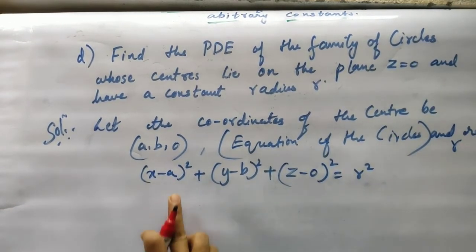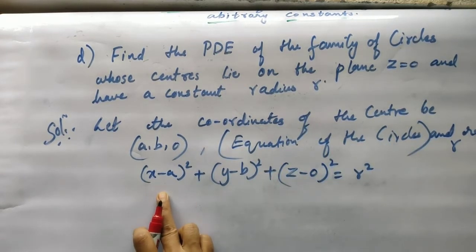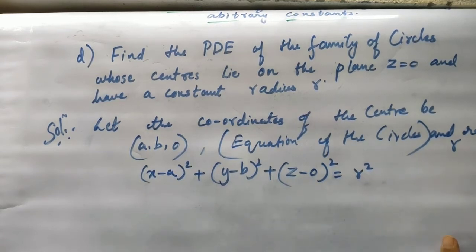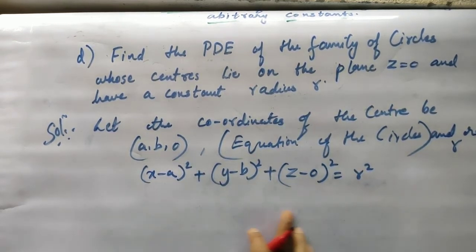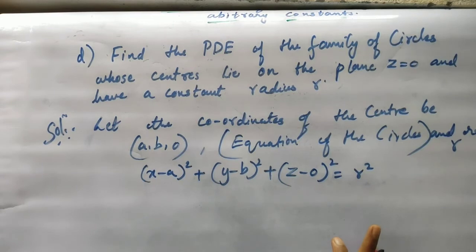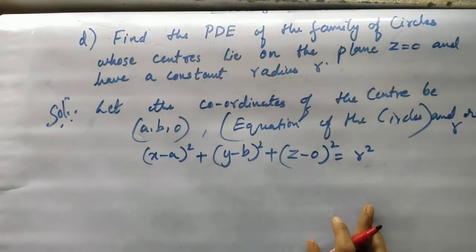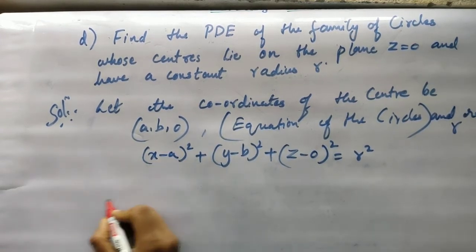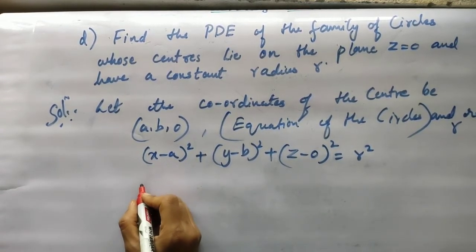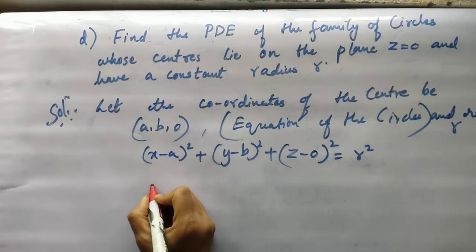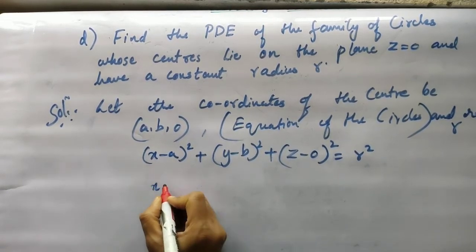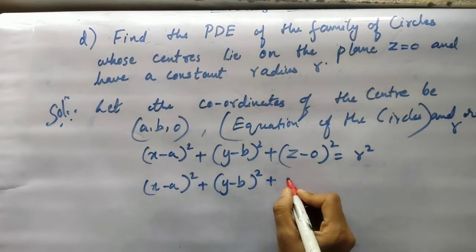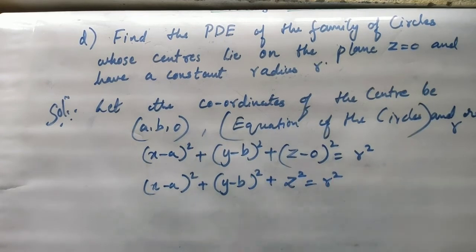So if that is the case, the equation of the circle will be (x minus a) whole square plus (y minus b) whole square plus (z minus 0) whole square is equal to r square. So this represents the equation of a circle in the given plane. Okay. So now we will simplify this. You will have (x minus a) whole square plus (y minus b) whole square plus z square is equal to r square.